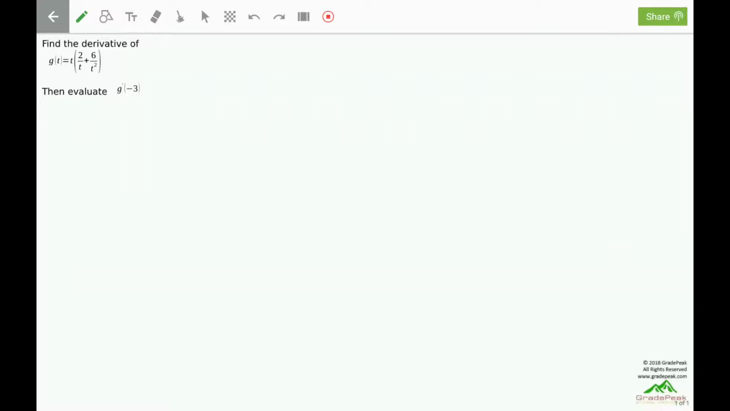Find the derivative of g of t equals t times 2 over t plus 6 over t squared. Then evaluate g prime of negative 3. So g of t is made up of the product of two functions, t times 2 over t plus 6 over t squared.